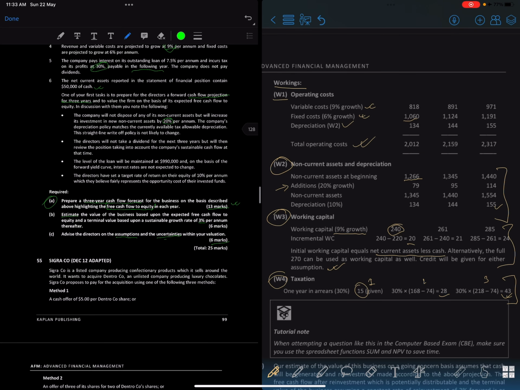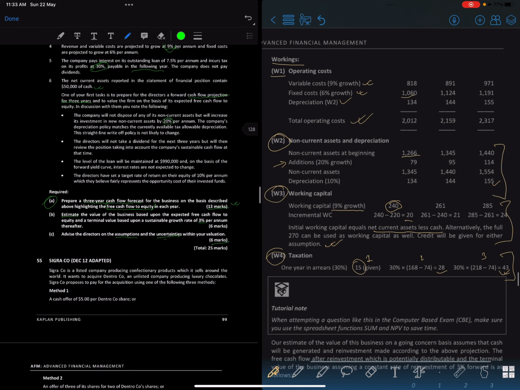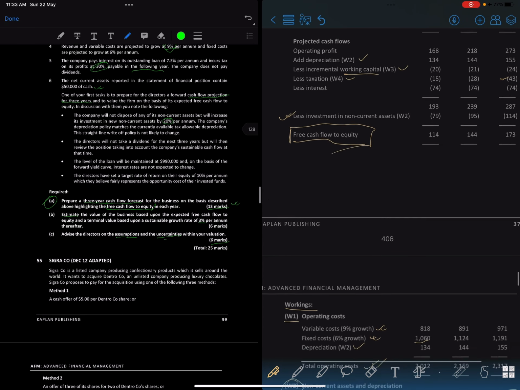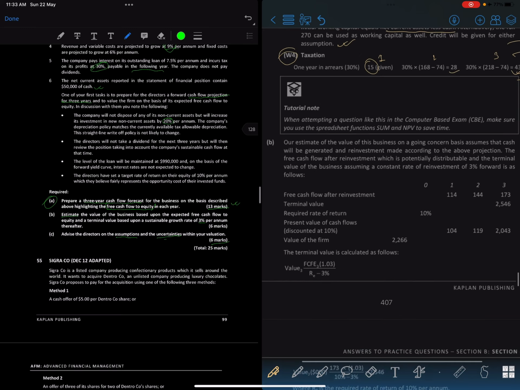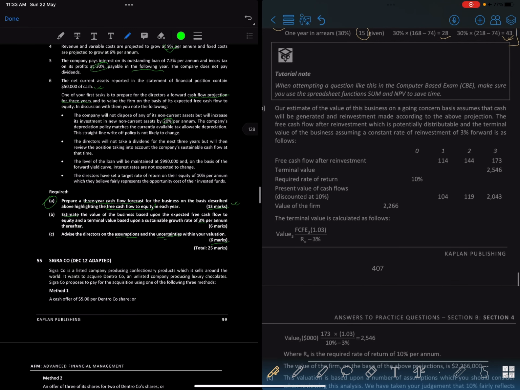And then what else? Estimate the value of the business based on expected free cash flow to equity and terminal value, based on a sustainable growth rate of 3%, right? Terminal value and then the business value as well. Our estimate of the value of the business as a going concern assumes that cash will be generated and reinvestment made according to the above projection. The free cash flow after reinvestment is potentially distributable, and terminal value of the business assumes a constant growth rate of 3% forward, right?